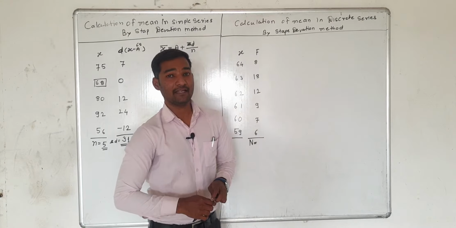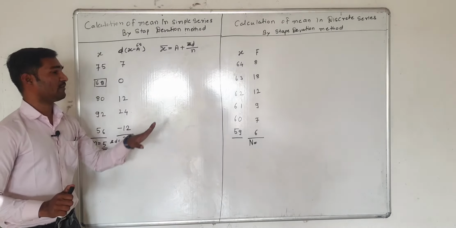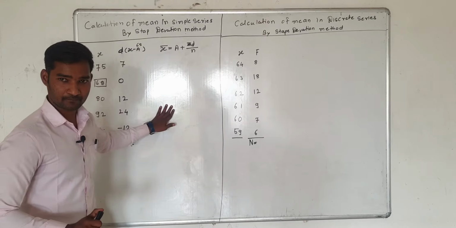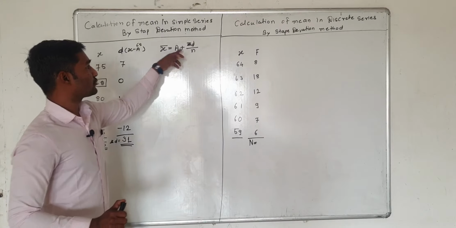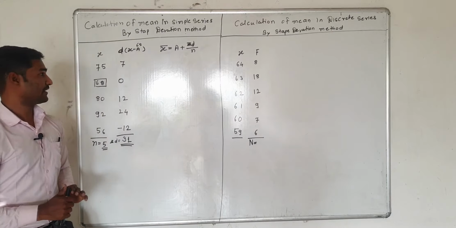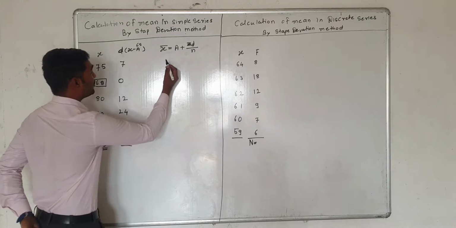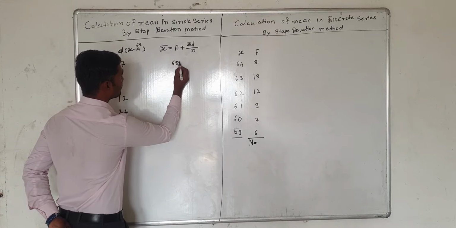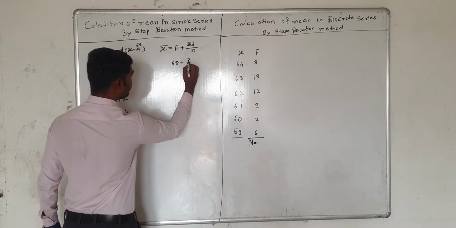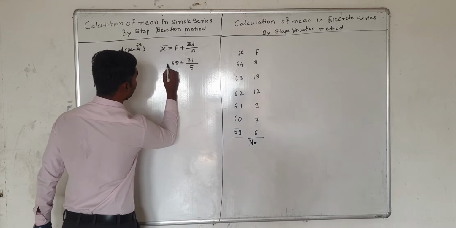Now what do we require? We require the mean. So x bar equals a plus summation of d divided by n. Now we have all the values required for this formula. We have the value of a, the value of summation of d, and also the value of n. Okay, so now we will put those values in the formula. First, the value of a is 68, plus the value of summation of d, which is 31, divided by 5.